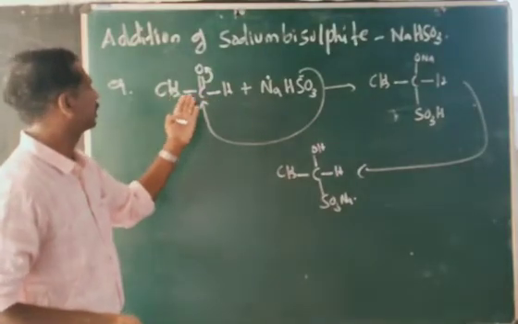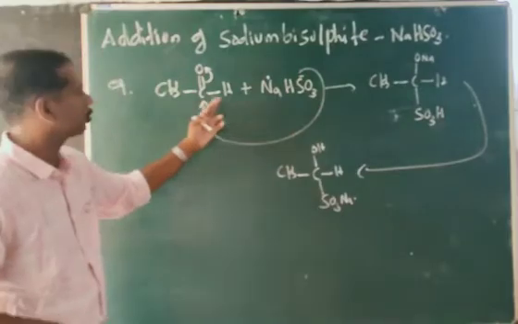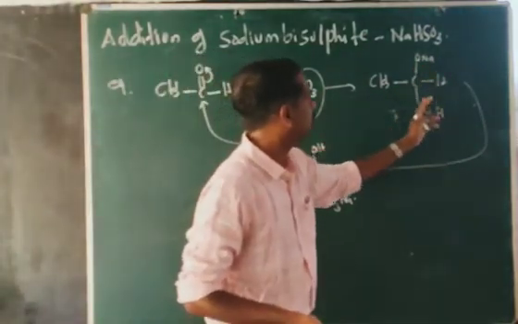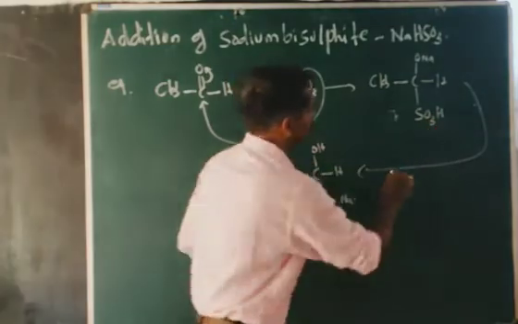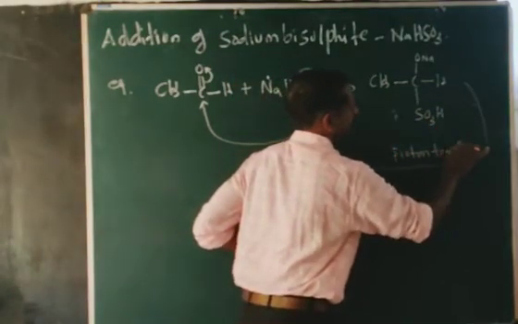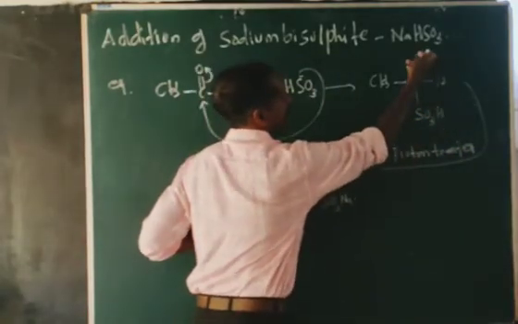Look at here, CH3CHO, Na plus and HSO3 minus. This will attack here. So in the first step we get ONa, HSO3, H, and this step is known as proton transfer. Then it is very clear. This proton H plus is migrating to oxygen.